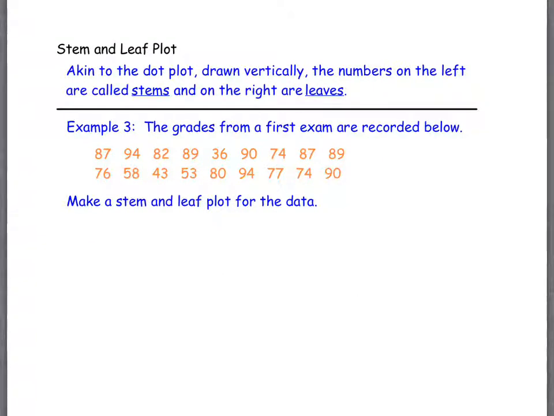All right, stem and leaf plot. This is one of my favorites. This is akin to the dot plot, but it's drawn vertically. The numbers on the left are called stems, and the numbers on the right are called leaves.